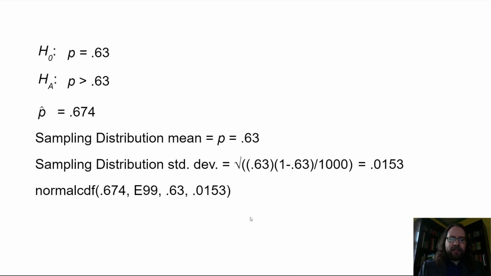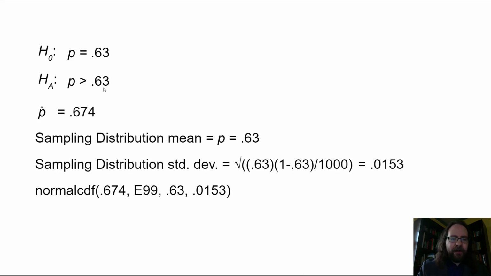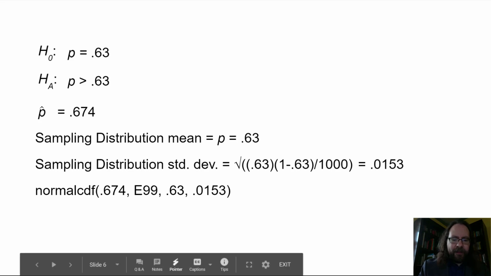And this is where we're talking about getting a p-hat of what we got or more extreme. So the p-hat we got was 0.674. What would more extreme than that actually be? Well, since we're considering that the proportion is greater than 63%, more extreme would be higher than 0.674, further away from p. So my left bound is going to be 0.674, and my right bound is going to be essentially positive infinity, which I'm going to put in as E99. We put in our mean of our sampling distribution, which is 0.63, and our standard deviation is 0.0153.